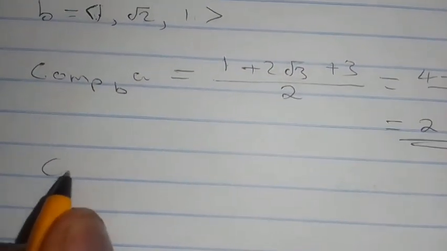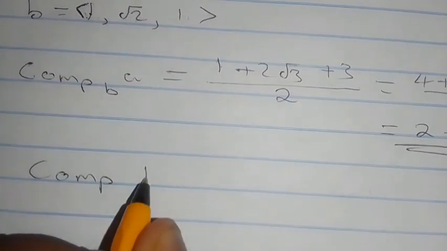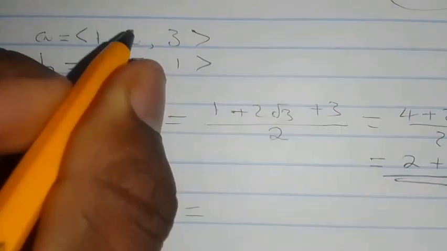Now try to see if you can get a scalar projection of B onto A using the same vectors right here.